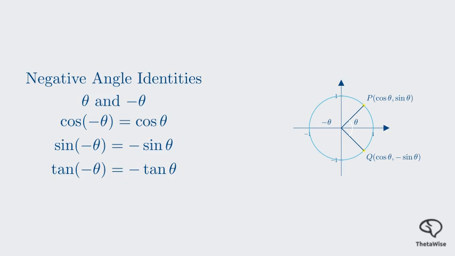Cosine is called an even function because f(-x) = f(x), and sine and tangent are odd functions because f(-x) = -f(x). Let's work through some examples that apply these identities.